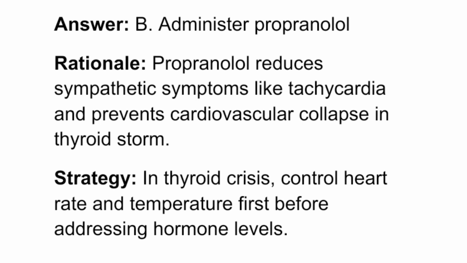Answer: B. Administer propranolol. Rationale: propranolol reduces sympathetic symptoms like tachycardia and prevents cardiovascular collapse in thyroid storm. Strategy: in thyroid crisis, control heart rate and temperature first before addressing hormone levels.